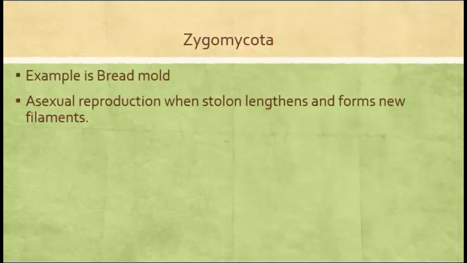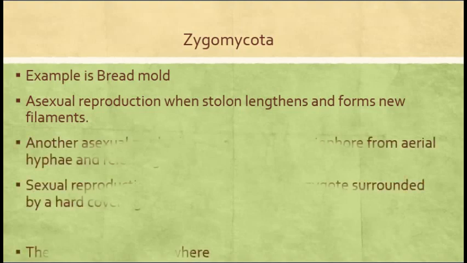All right, next, Zygomycota. Here we go. Example would be bread mold. I actually have some bread mold here today we're going to take a look at. It's pretty gross. There's asexual reproduction when the stolon, remember the stolon is that part that reaches out to the side. When it lengthens and forms new filaments, that's a way of reproduction in Zygomycota.